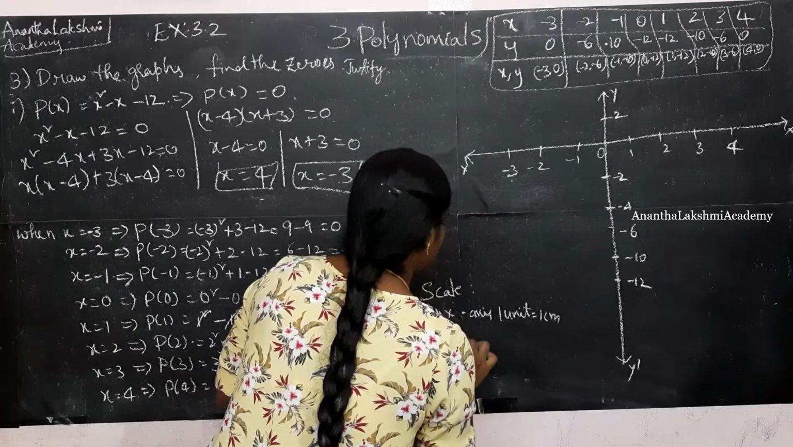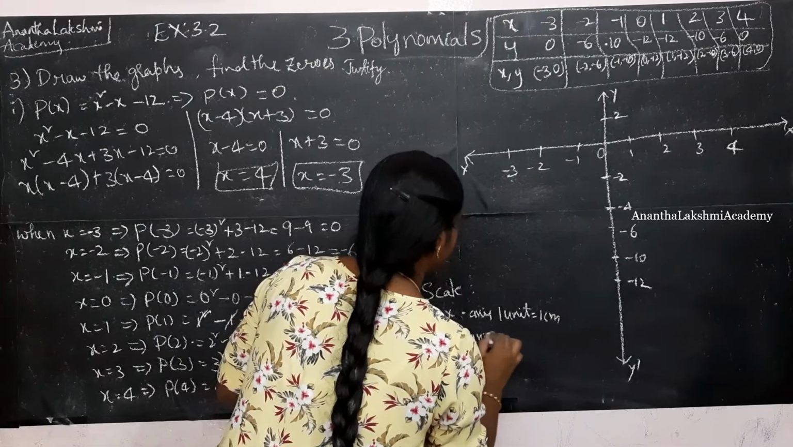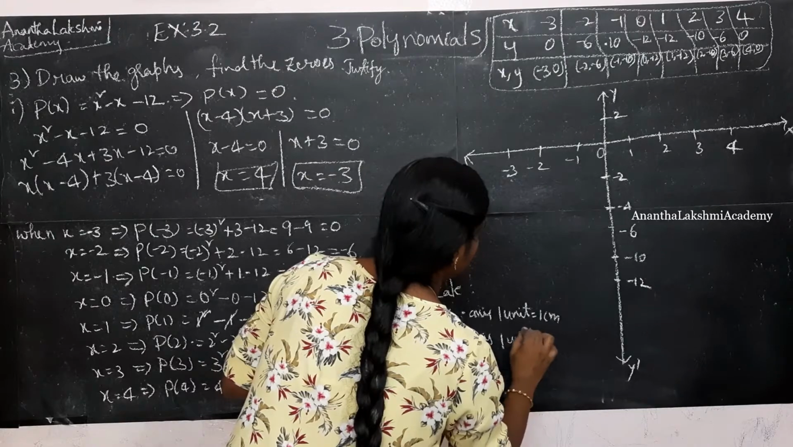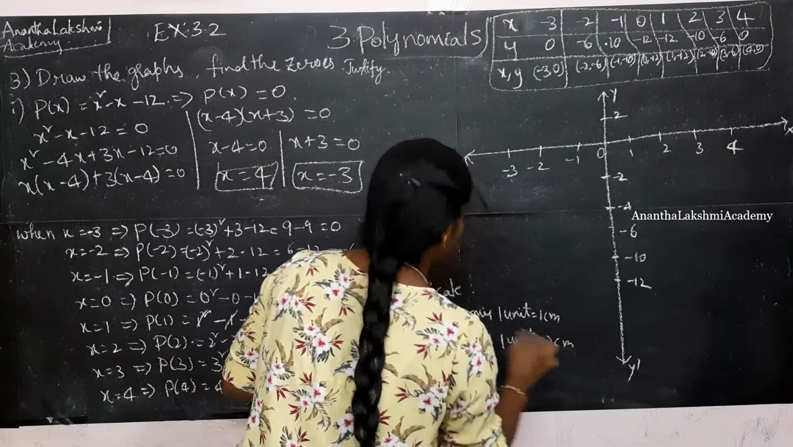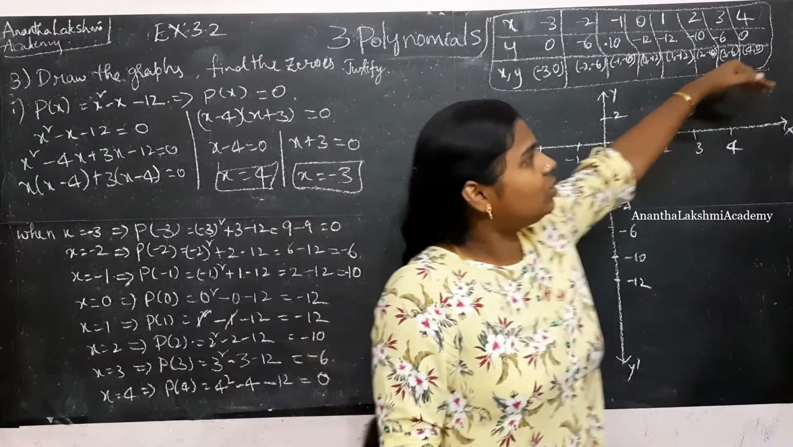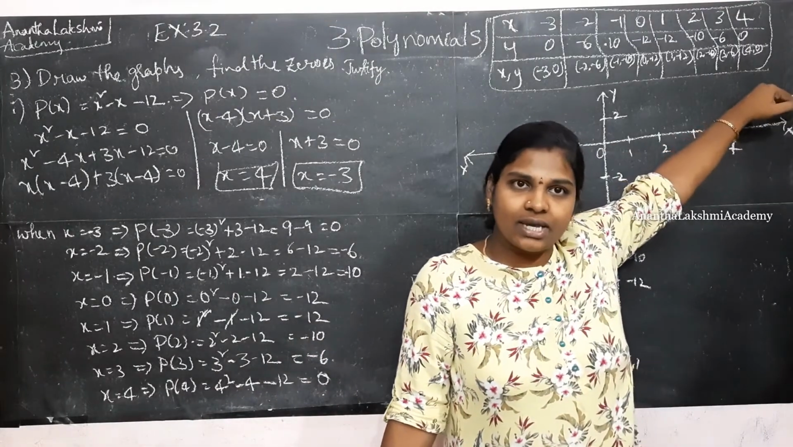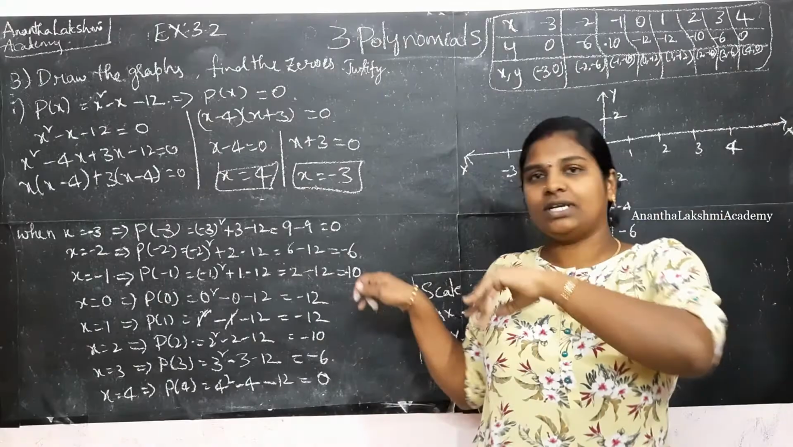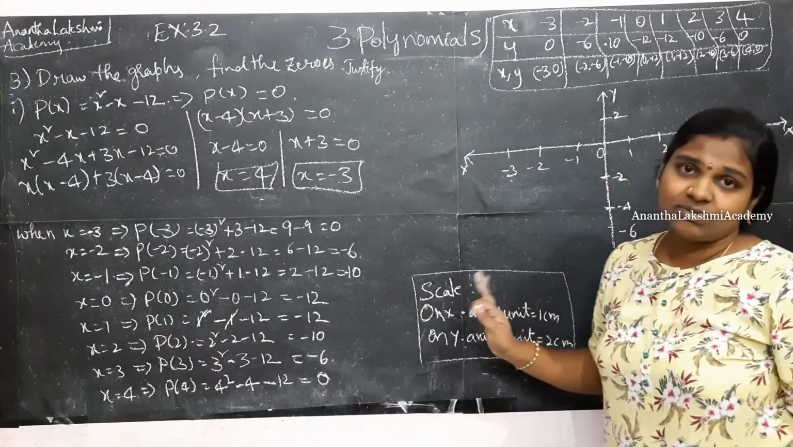On y-axis, 1 unit is equal to 2 centimeters. Generally, we write the scale on the upper right corner. Since I do not have any space, I have written the scale here so that you guys will not get confused.